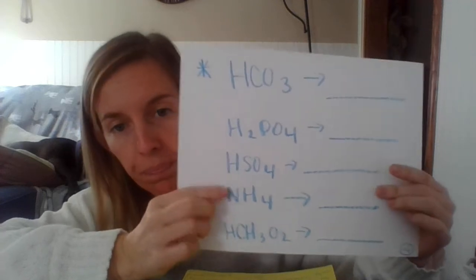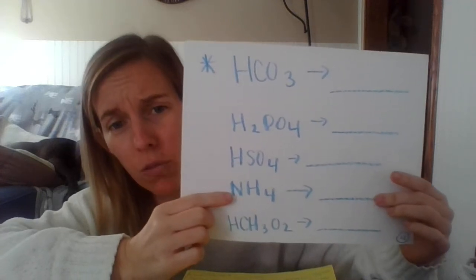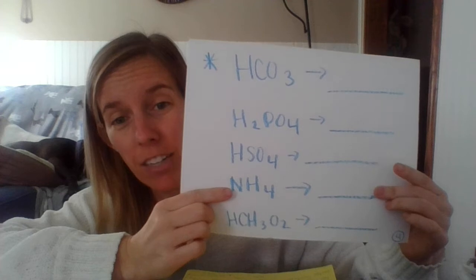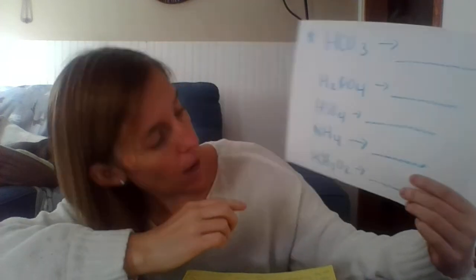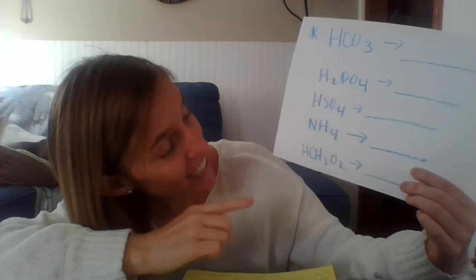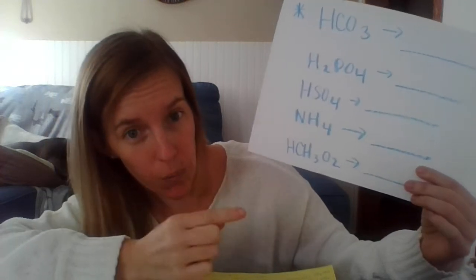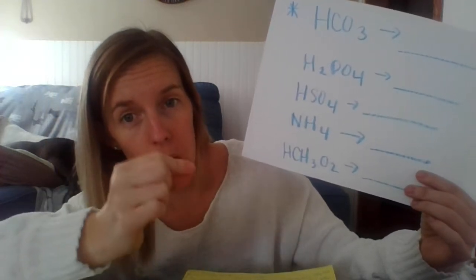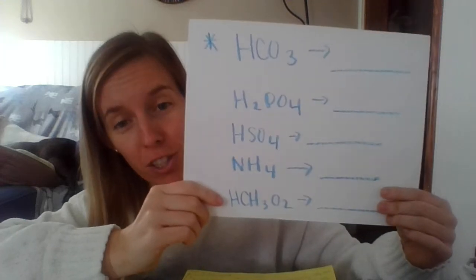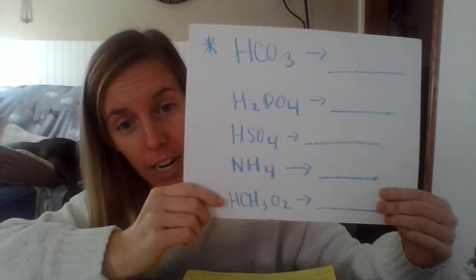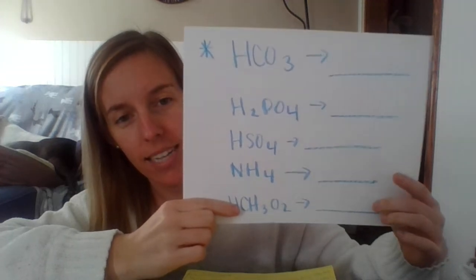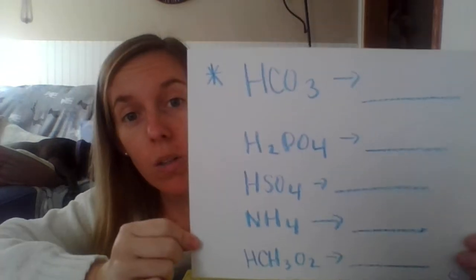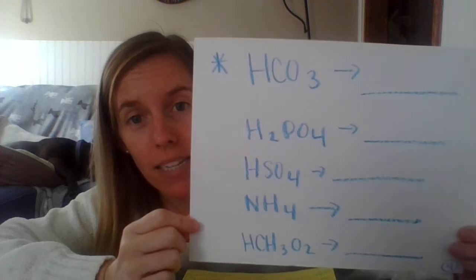So, anyways, here you have NH4. Over here, you would have NH3. You just take 1 hydrogen away. Here you have HCH3O2, and that would just turn into CH3O2. All you do is take this hydrogen away, and just a little bit of naming, that's acetate. Okay? So that's how you would identify conjugate bases from a list of acids.